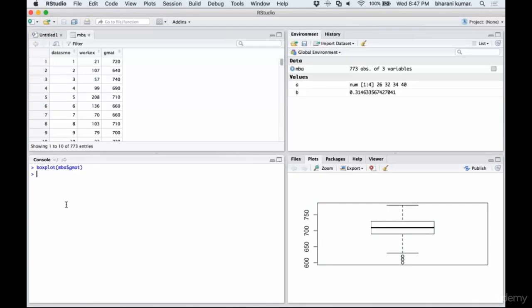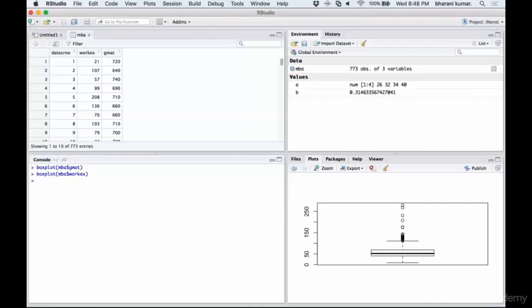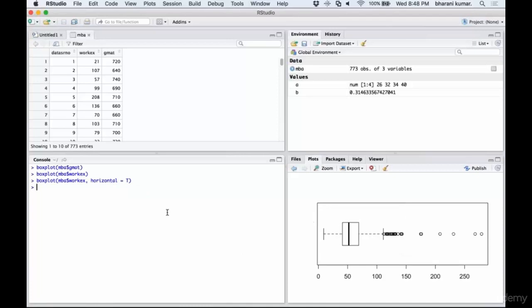Let me position the mouse pointer on the console and press the up key on the keyboard, which brings me the previous function. So rather than plotting this for the GMAT score, I'll do it for work experience. There you go. We have a lot of outliers here towards the upper side. Also, if I represent this box plot in the horizontal format, let me do that. Once again, the up key, I'll add an argument called horizontal equal to TRUE. The direction of the box plot has changed now.